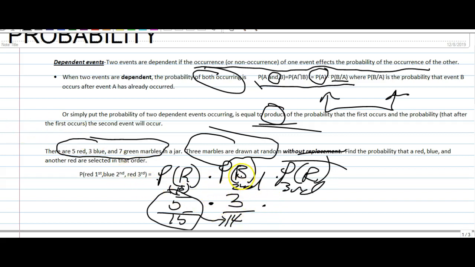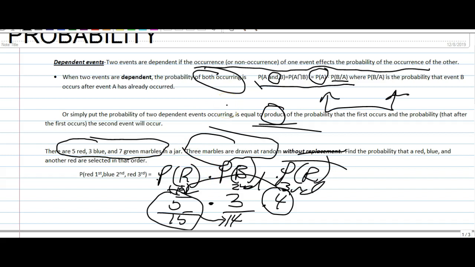So the probability of getting a blue marble on the second draw is 3 out of 14. The probability of getting a red marble on the third draw is 4. Why 4? Because we're assuming that we drew a red marble on the first draw.